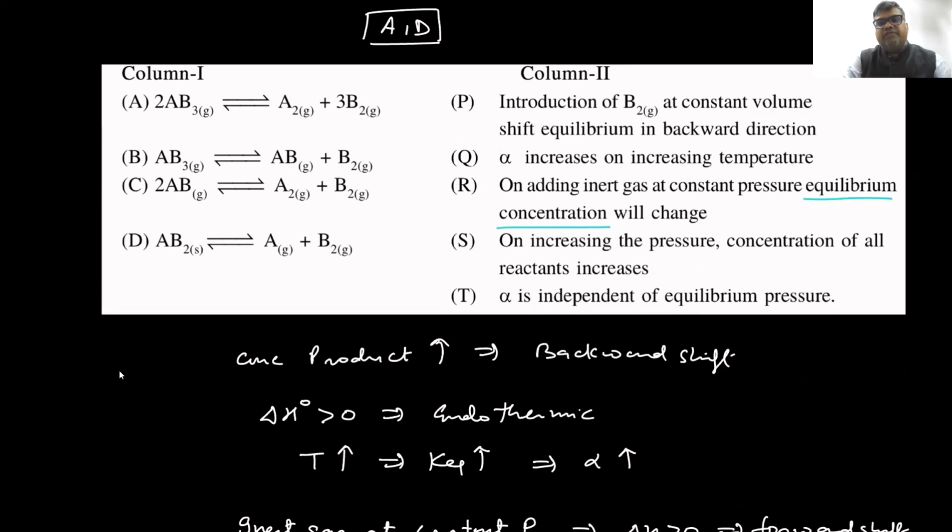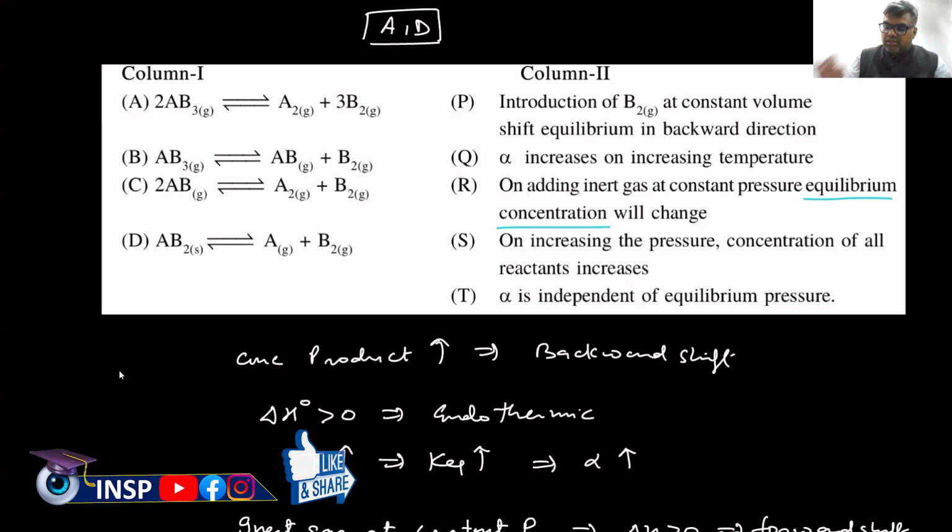Even if equilibrium is not affected, meaning moles of reactant will not change, or better to say the concentration at that particular equilibrium is not changed, since it is a constant pressure condition, the volume of the container is affected. And once the volume has changed, the concentration of all the reactants will change. New concentrations will be achieved. So on addition of inert gas at constant pressure, equilibrium concentrations will change. That is correct for A, B, and C.